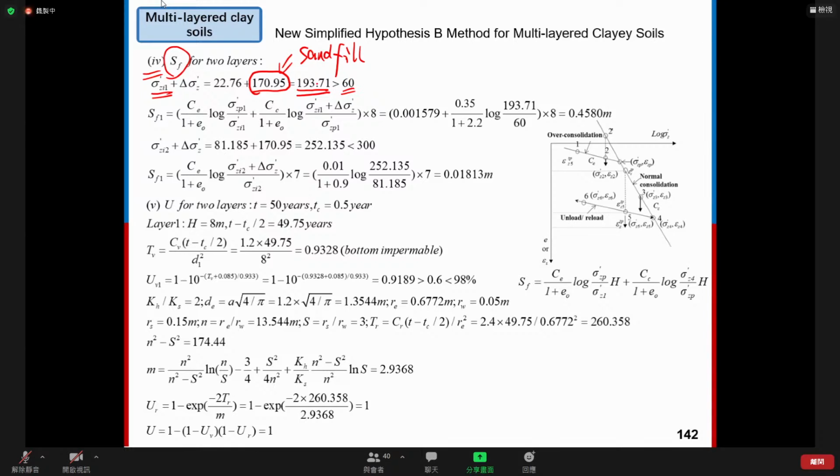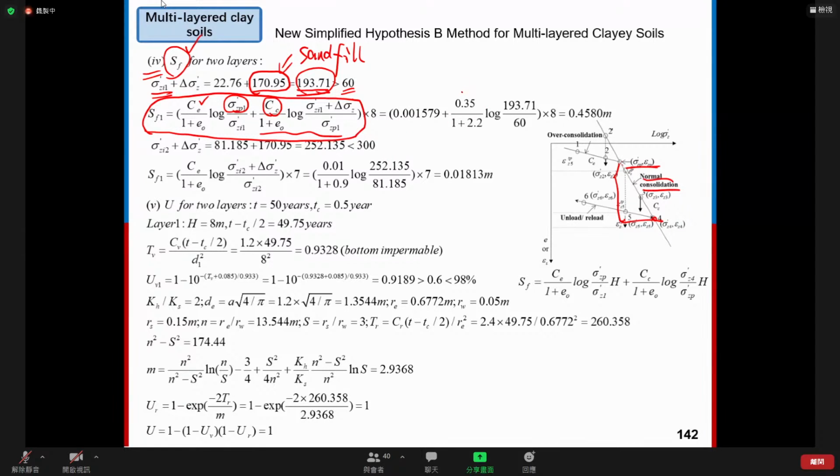Okay, so to calculate SF, we know now the stress point is on the NCL line, because the final state is larger than the pre-consolidation stress here. So we should use the full equation. We get the CE to surpass the pre-consolidation strain. Then we use CC to calculate how much settlement happened from the pre-consolidation strain to the target point. Okay, this is the second item.